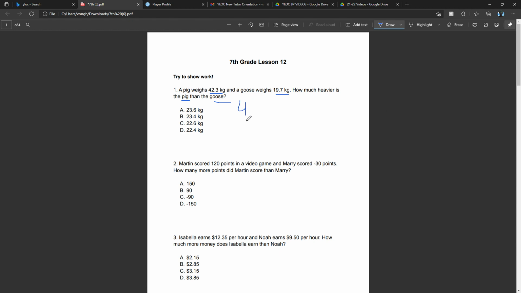So you just do 42.3 minus 19.7, and when you subtract them, I'll just write it like this so it's easier to see. So when you do the math, you get 22.6. It should be C. That's your answer, because when you subtract them, you get 22.6.